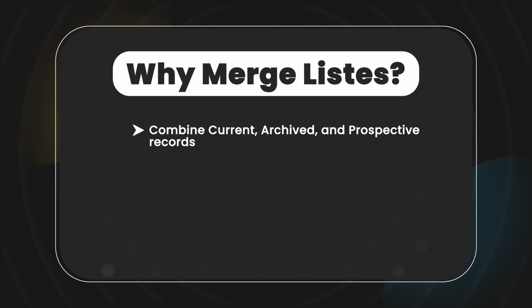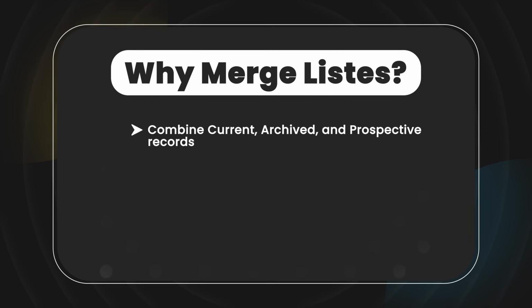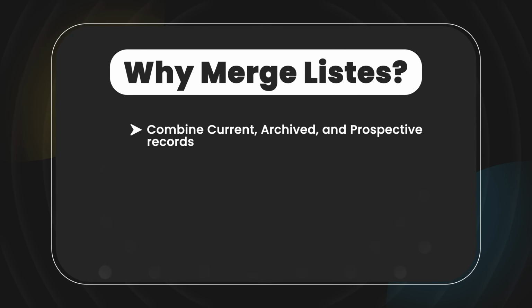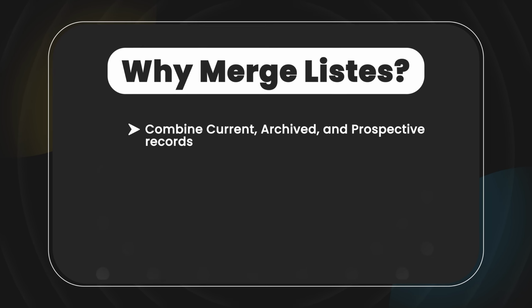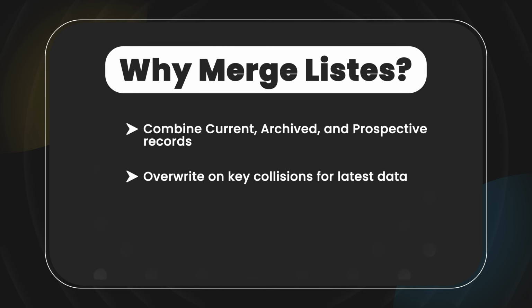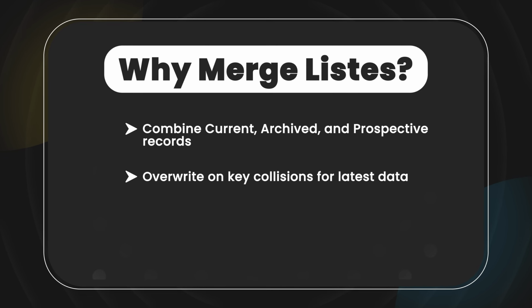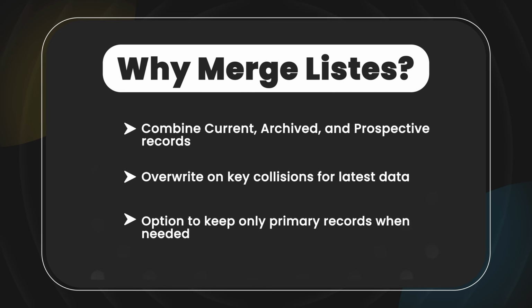Imagine you have three record sets: your live current accounts, older but still needed archived accounts, and future prospective accounts. You want to show all, but also ensure that if an account existed in both current and archive, you get the latest status from archive. That's exactly where list merge shines. Later lists override the earlier ones on a matching key, and if you want to update your primary set, use list merge primary. It keeps your base set intact and simply enriches it from the others.